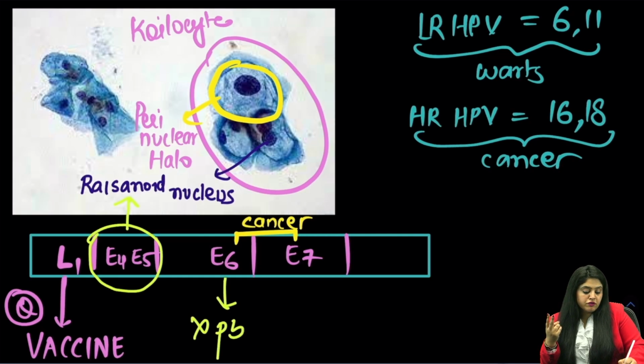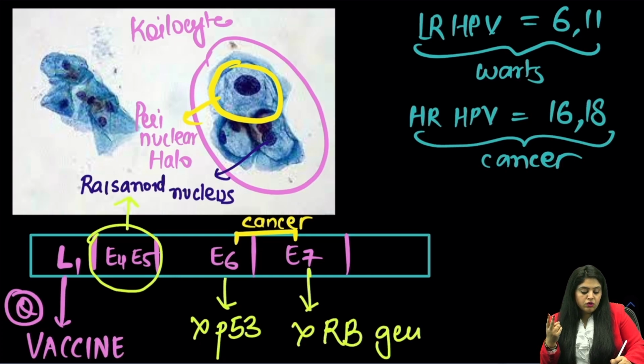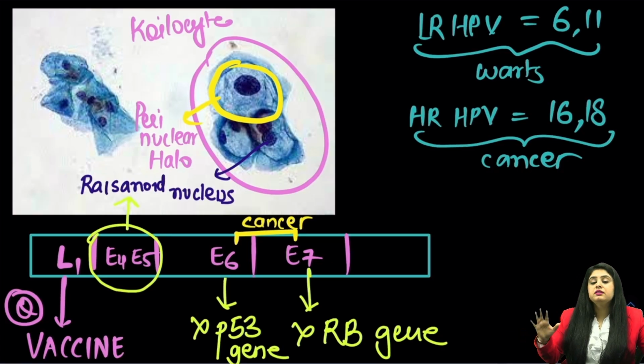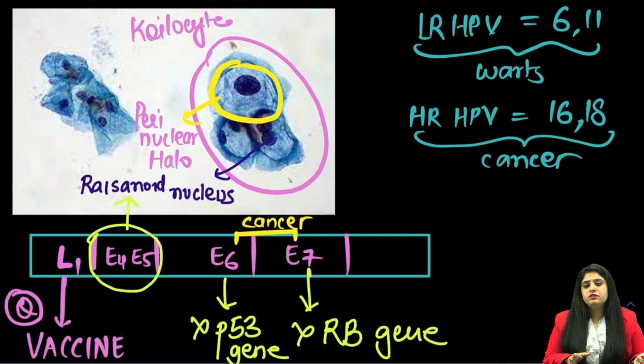E6 is going to switch off the P53 gene and E7 is going to switch off the RB gene. So all of these genes are switched off, and that is the reason. Obviously the RB gene and P53, the policeman, are the main things you will switch off. Obviously the patient is going to have cancer.